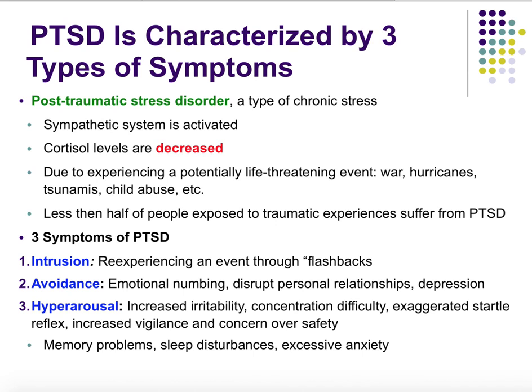Now, one example of chronic stress is PTSD, post-traumatic stress disorder. So PTSD is kind of unique because it is a type of chronic stress. And just like chronic stress that we just mentioned, the sympathetic nervous system is activated. But cortisol levels, which we said earlier in chronic stress are elevated, in PTSD are actually not elevated. Now here I've written that it's decreased. So you can think of it as decreased compared to what we normally think of as chronic stress elevation, or just think of it as it's not elevated.